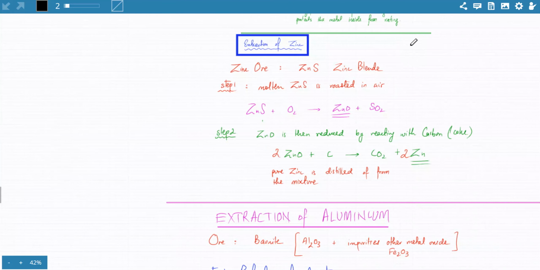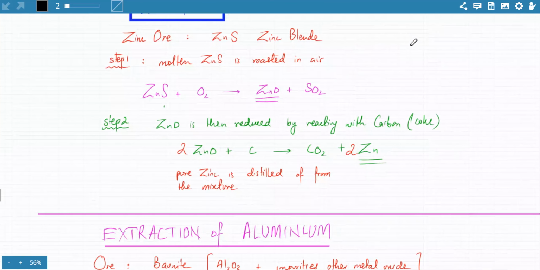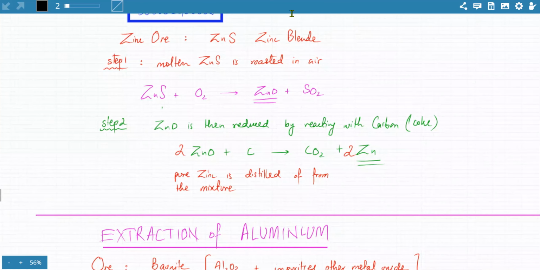Yes, sir. So you also have extraction of zinc that you have to remember. You have a zinc ore, zinc blende, which is burnt in air to produce zinc oxide and SO2. You react it with carbon, and carbon takes away the oxygen, and you get carbon dioxide, and zinc is produced, which is distilled off from the mixture. This molten zinc is simply boiled away.